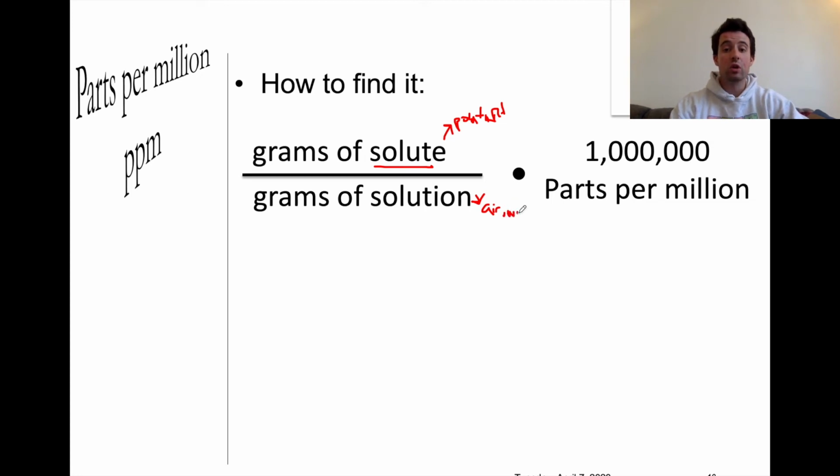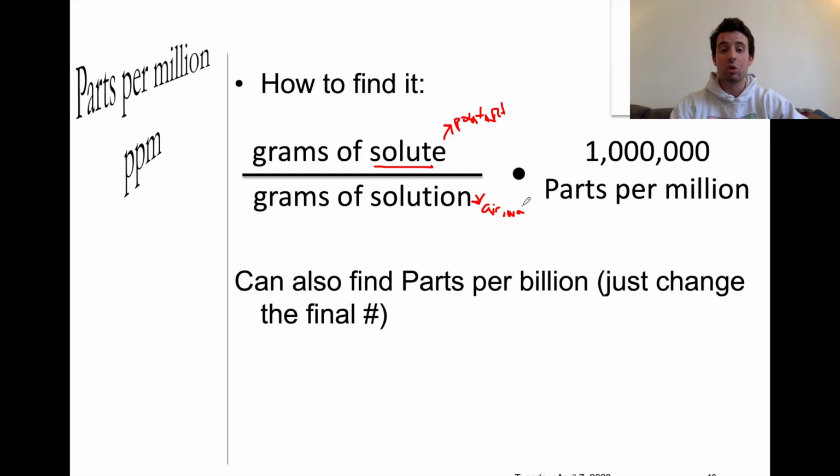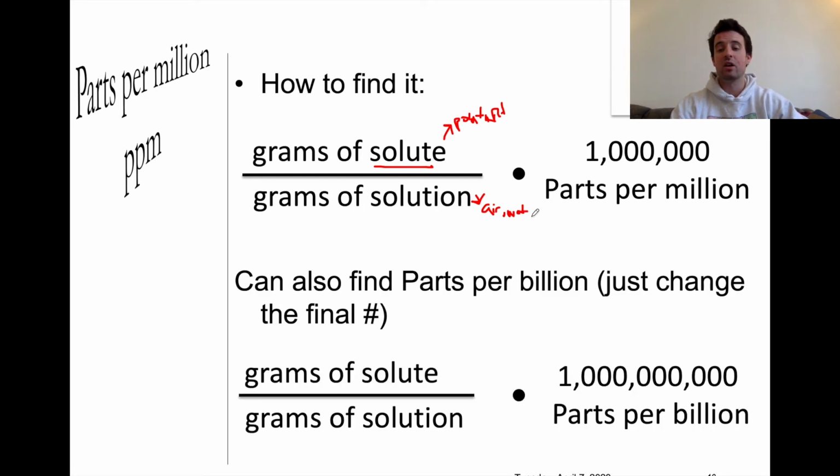If we ask you to find a question with parts per billion, it's the same equation, grams of solute divided by grams of solution, except instead of multiplying it by 1 million and calling it parts per million, now you're multiplying that number by 10 to the 9th. You're multiplying it by billion, and then the units are PPB, parts per billion. Sound good?